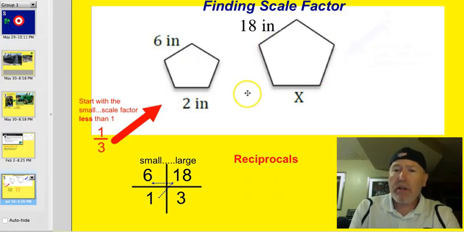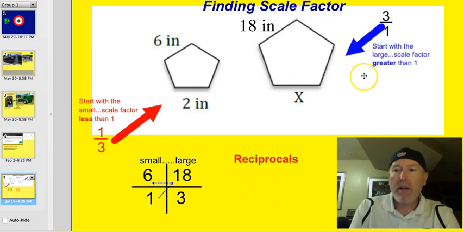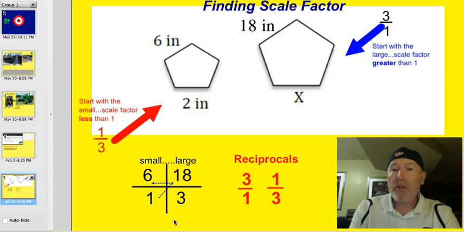This one over here, I've got to find it. It'll say that this one is 3 to 1. Starting with the large scale, it's 3 to 1. Notice that they're reciprocals. Large to small, it's 3 to 1. Small to large, 1 to 3. Interesting, isn't it? You're using a ratio proportion box to do this. We've done this before. You can see how this all works. This is going to be a good lesson tonight.